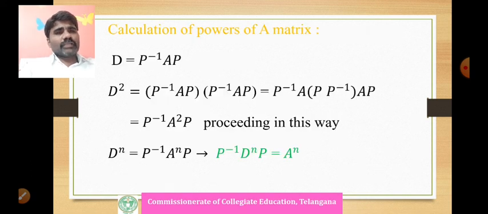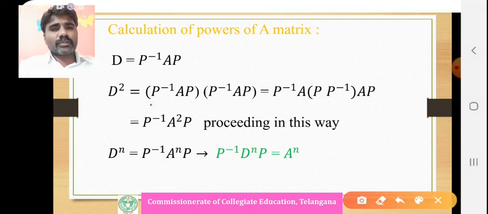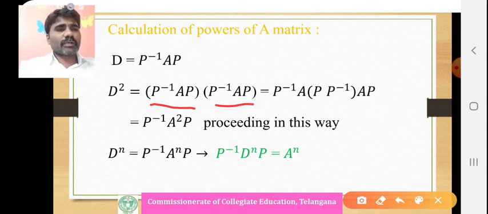Now, an application of diagonalization. By using the diagonalization method, we can calculate any power of the matrix. By diagonalization, we have D equals P inverse AP. Now D square is D into D, that is P inverse AP into P inverse AP. By the associative property, the middle terms P and P inverse give P inverse P, which is I, and I into A is A, so A into A becomes A square. This becomes P inverse A square P.